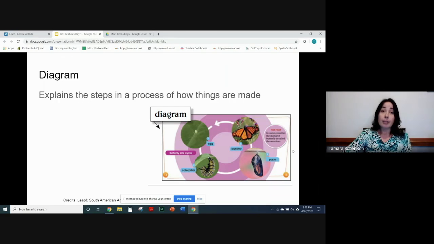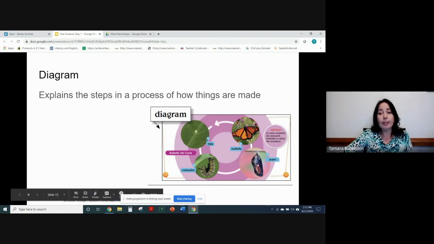A diagram is another type of graphic, another type of text feature that authors use. They use diagrams to show us the different steps in a process. They take a big process and break it down into little tiny steps to help us as readers visualize and understand the process better. This is an example of a diagram of the life cycle of a butterfly. It shows us the different steps of how a caterpillar turns into a butterfly. Diagrams also have labels that identify the picture or the part.